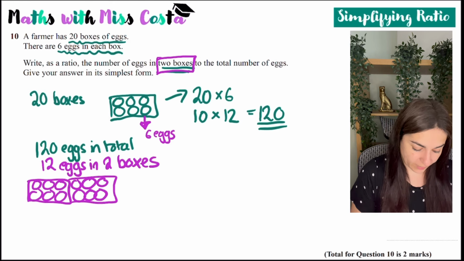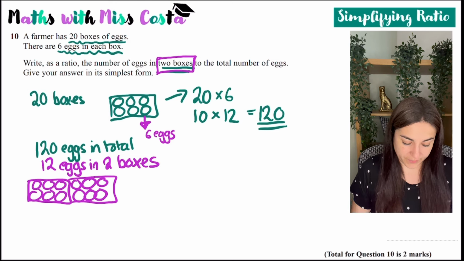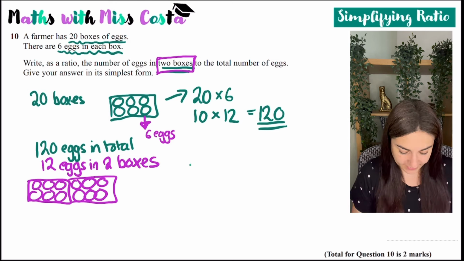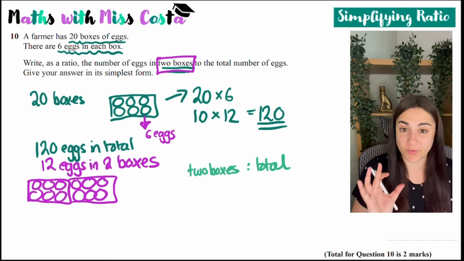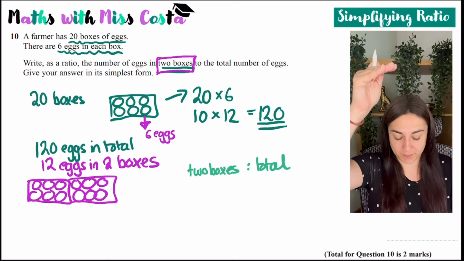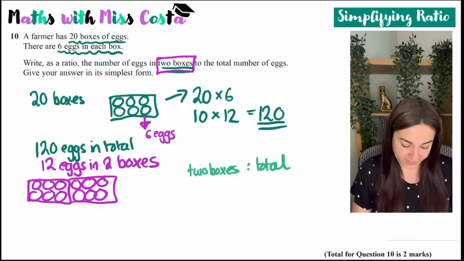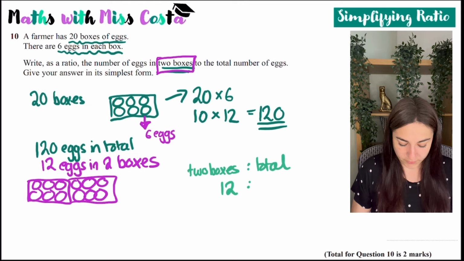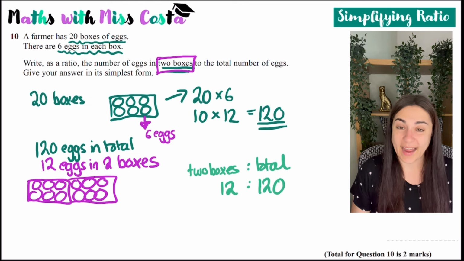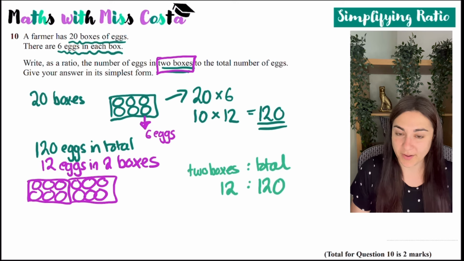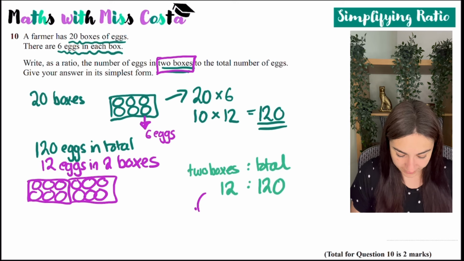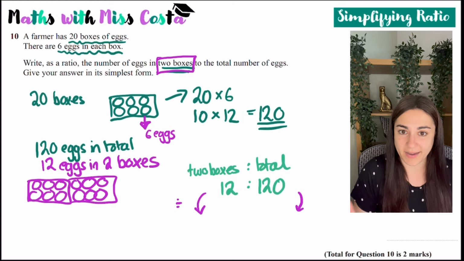Now I need to work out the ratio of the number of eggs in 2 boxes to the total number of eggs. Sometimes it helps when we're writing ratios to just write in words what it means above that. So the number of eggs in 2 boxes is 12. The total number of eggs is 120. And now I need to simplify this ratio. Just like with fractions, when you're simplifying a ratio, as long as you divide one side by the same thing you divide the other side by, the ratio will remain equivalent.